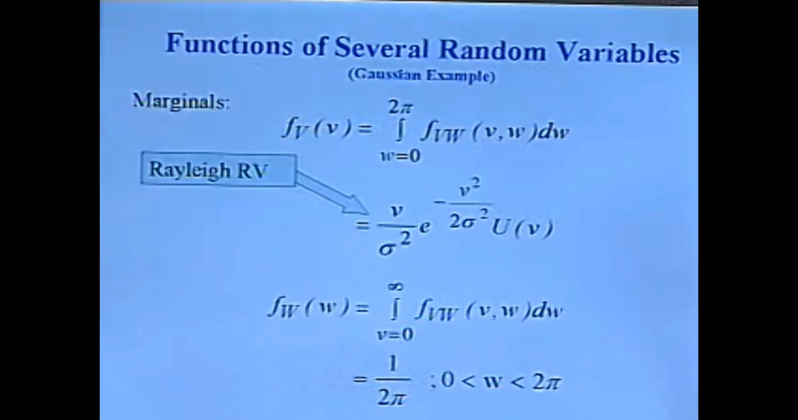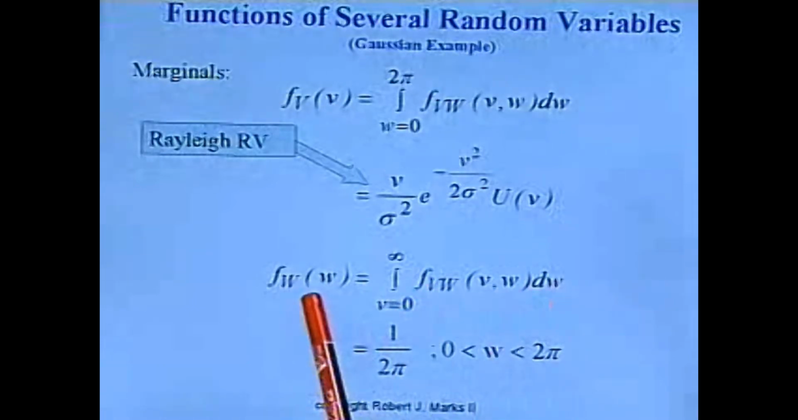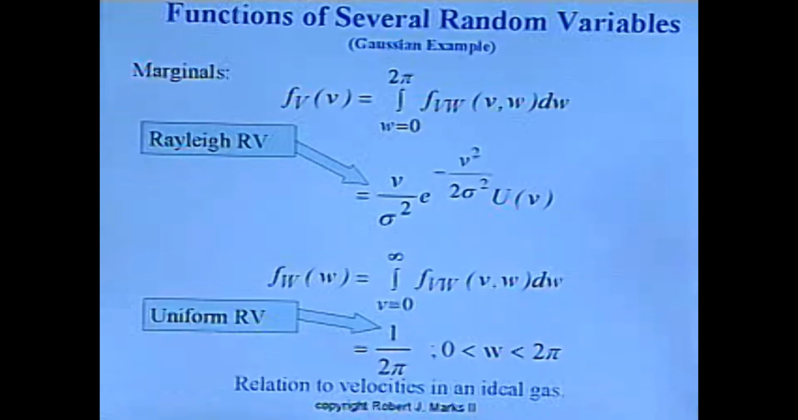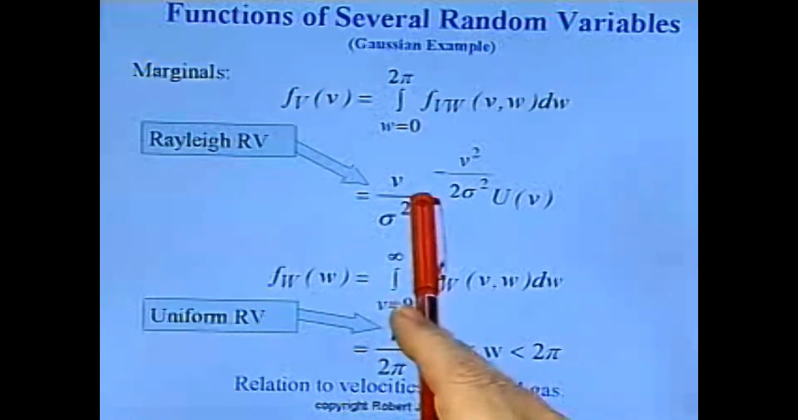If we generate the other marginal, we integrate the joint to get the marginal, and that's just equal to a constant. And that's a uniform random variable, which is what we initially supposed, that the angle is just equally probable to be in any direction that we want. And we've indeed showed that, because it's a uniform random variable from 0 to 2 pi. In addition, if we were to multiply these two marginals together, we would get the joint.